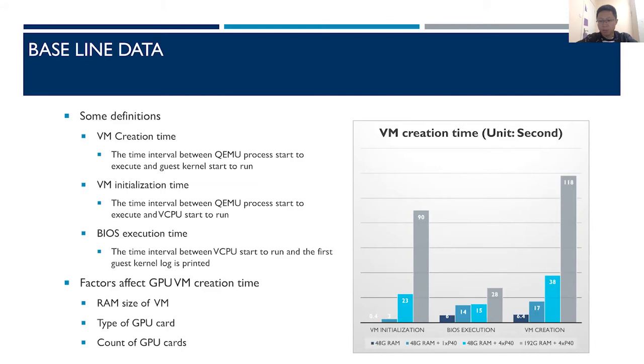The chart on the right shows the creation time of different virtual machine instances before optimization. Some factors like virtual machine RAM size, the type of GPU card, and the count of GPU cards will affect virtual machine creation time.